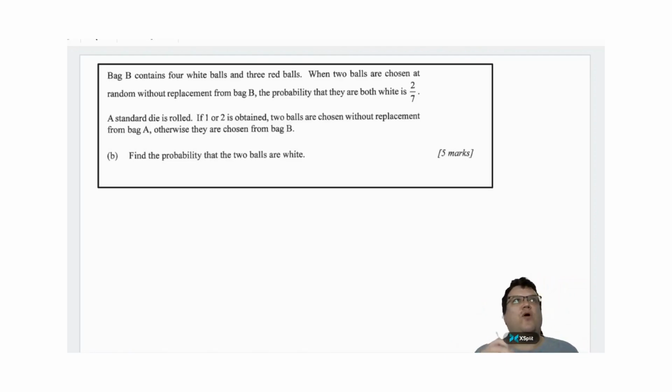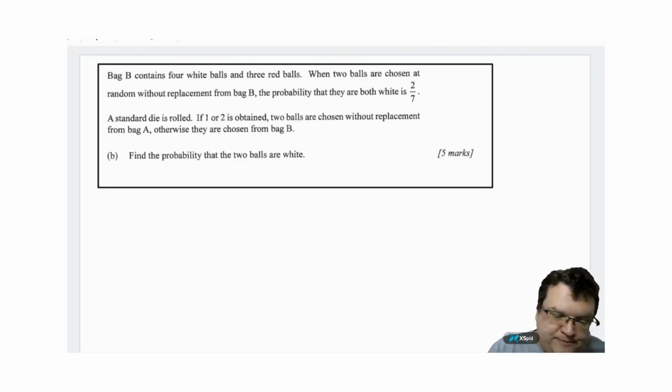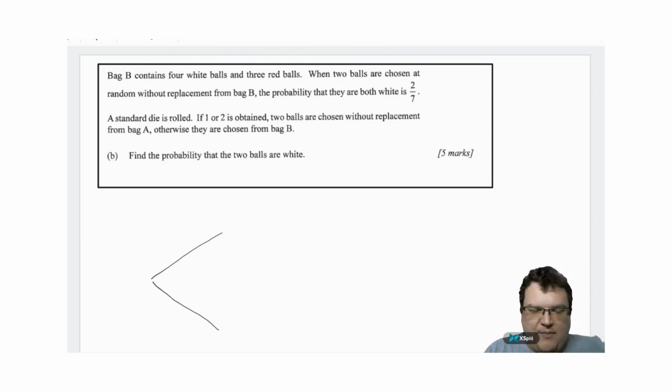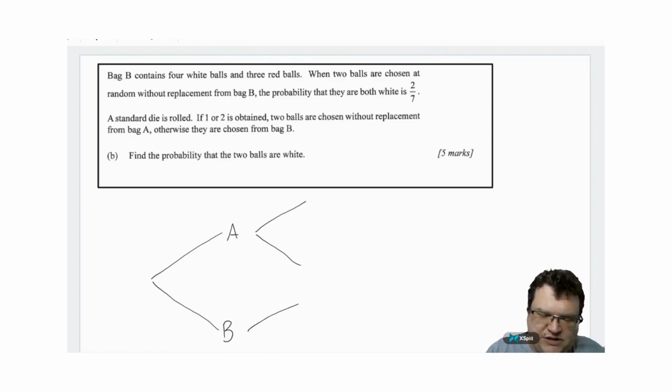But essentially what we've got is a dice deciding which bag we choose from, and then choosing from that bag gives us 2 whites with a particular probability or not. So we're asked to find the probability the 2 balls are white. So we need a probability tree that divides off like this, and this I guess is choosing bag A, bag B, and then from the second branch we just simply need the probability of 2 white or not 2 white.